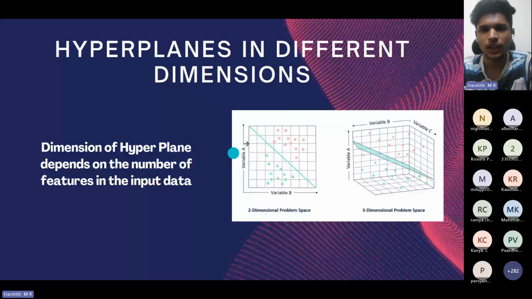The dimension of the hyperplane depends on the number of features. For the 2D case, it would be a line. This is called a hyperplane. For the 3D case, it will be a plane because you will be able to split the points of two classes using a plane in this 3D case. For a 1D case, the hyperplane would be just a point. This is how the hyperplane's dimension will change when your number of features increase.